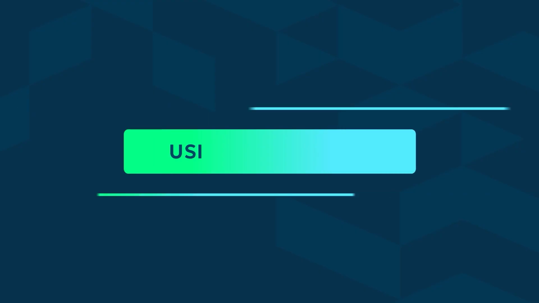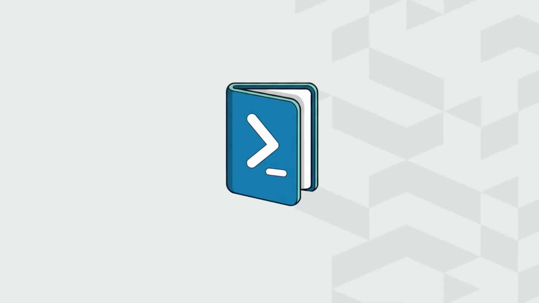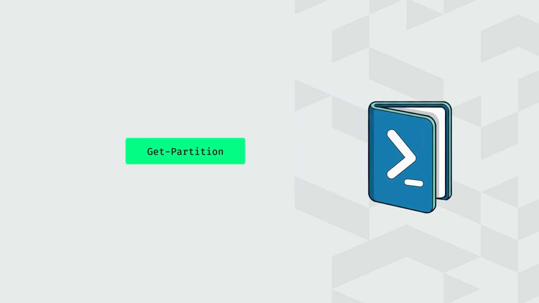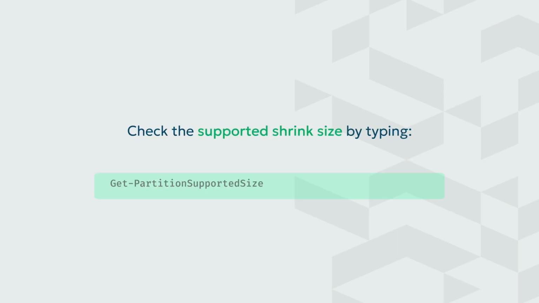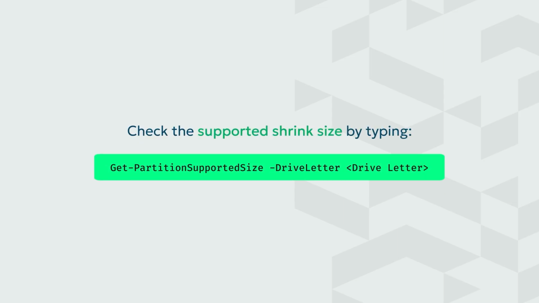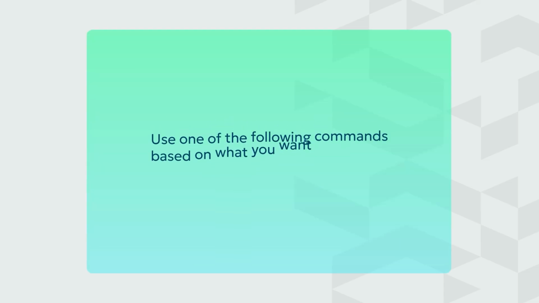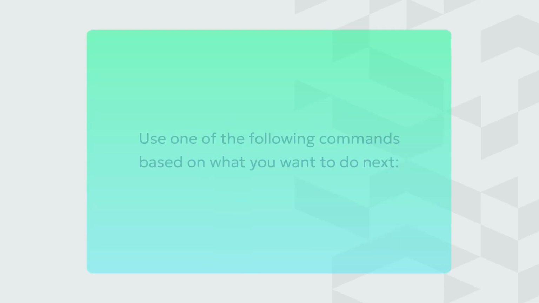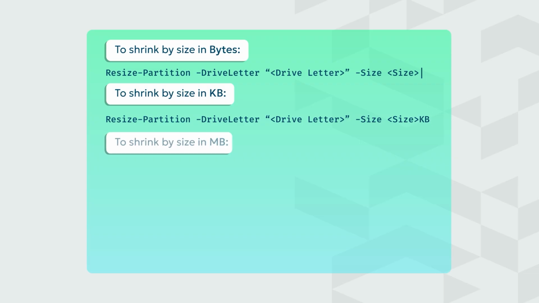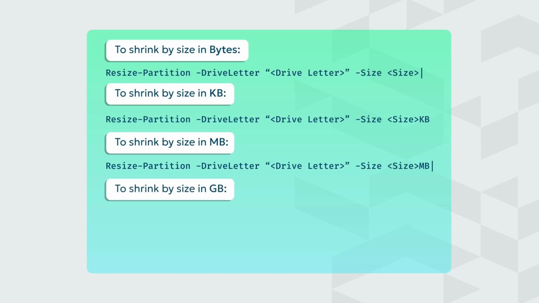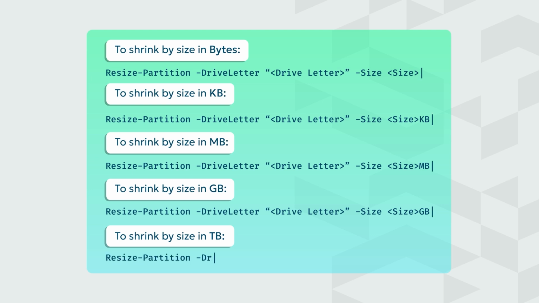The final method to try is using PowerShell. Open an elevated PowerShell. Type Get-Partition and press Enter. Note the drive letter of the partition you want to shrink. Check the supported shrink size by typing Get-PartitionSupportedSize -DriveLetter, followed by the drive letter. Then use one of the following commands based on what you want to do next. To shrink by size in bytes. To shrink by size in kilobytes. To shrink by size in megabytes. To shrink by size in GB. To shrink by size in terabytes.